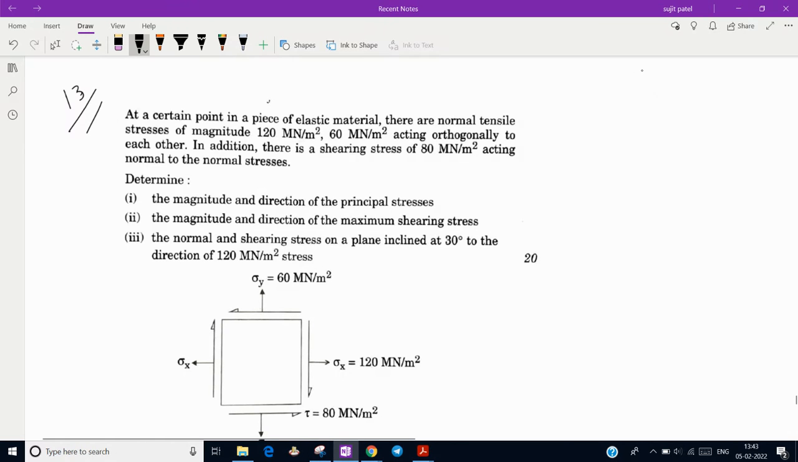And today we will solve two questions. One is from strength of material, the principal stresses and maximum shear stress, and one is from welding. Okay, so without wasting time, let's start.